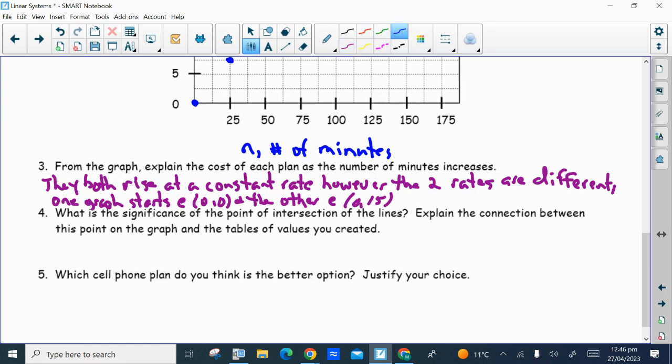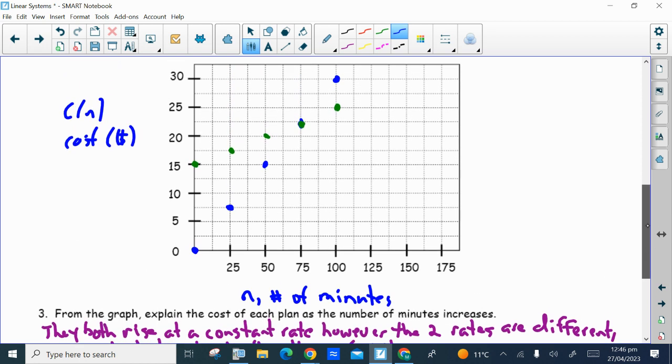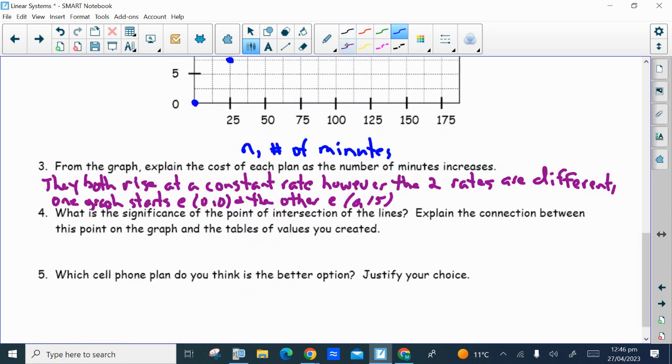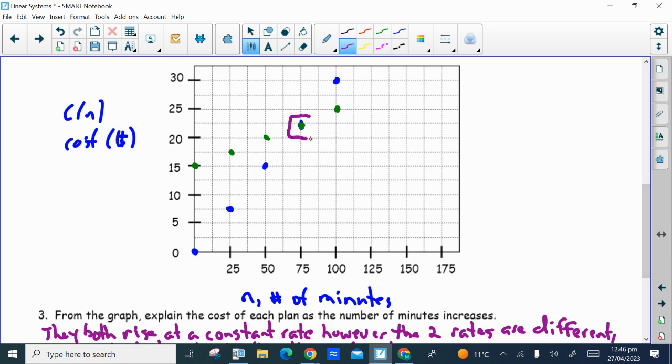Now, part 4 asks, what is the significance of the point of intersection of the lines? Explain the connection between this point and the table of values that we created. So what's significant about these 2 points where the 2 graphs intersect? That is this point right here. The point of intersection is the point (75, 2250). That is our point of intersection, where the 2 graphs intersect.